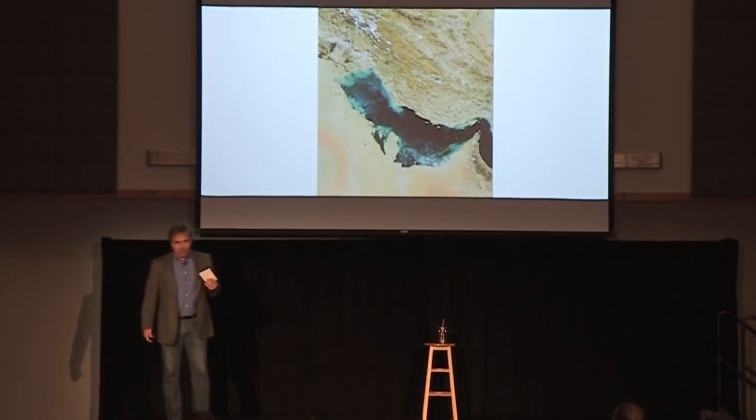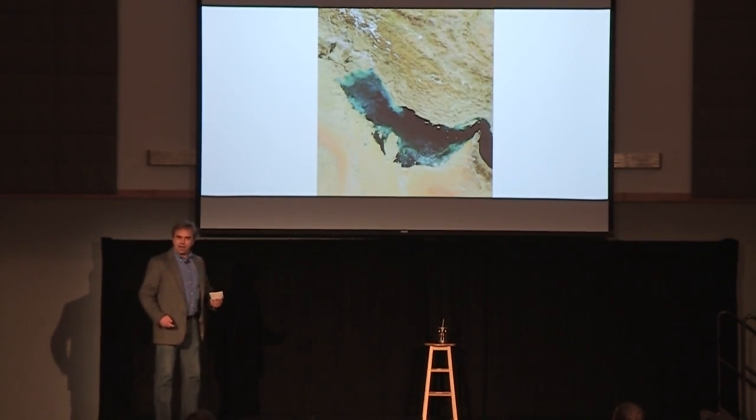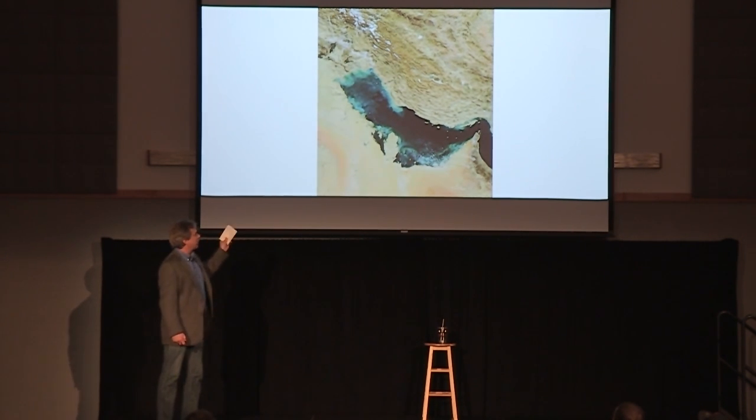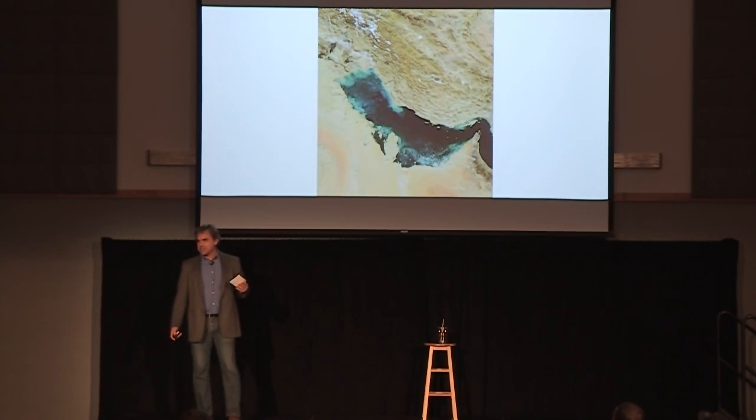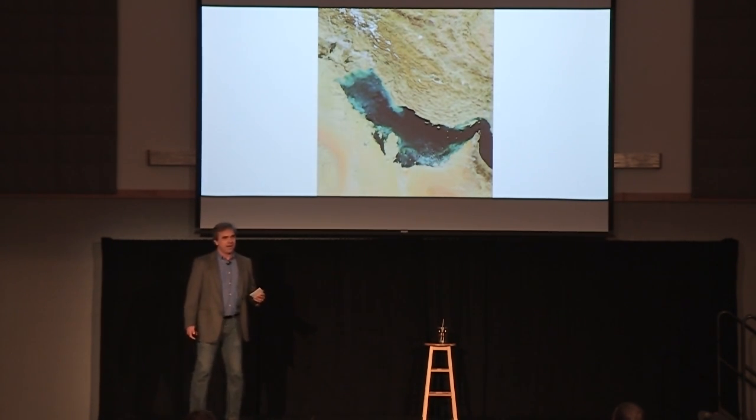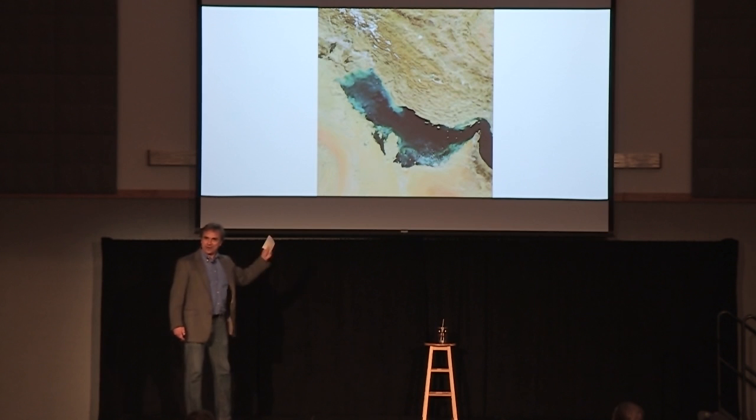But also, maps give us some insight into the social norms. And when I look at this body of water, I'm not sure, should I call this the Persian Gulf, or is this the Arabian Gulf? And I think it depends on which shore you're looking at the water from.